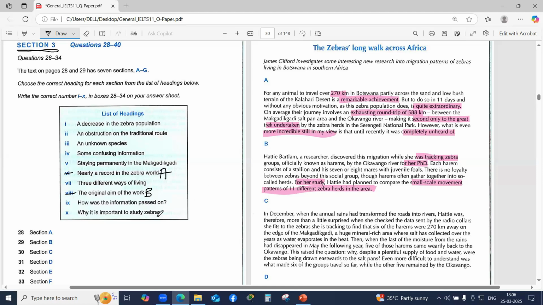Because information passed on and importance is not given. Now let's start doing C paragraph.